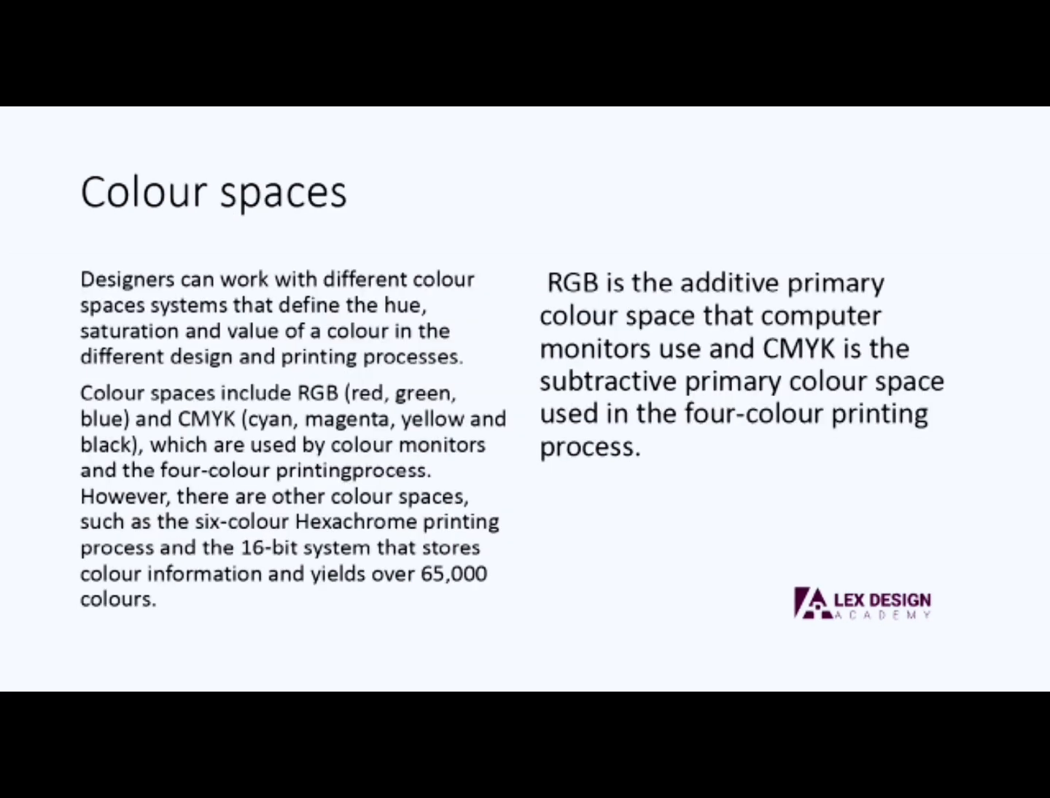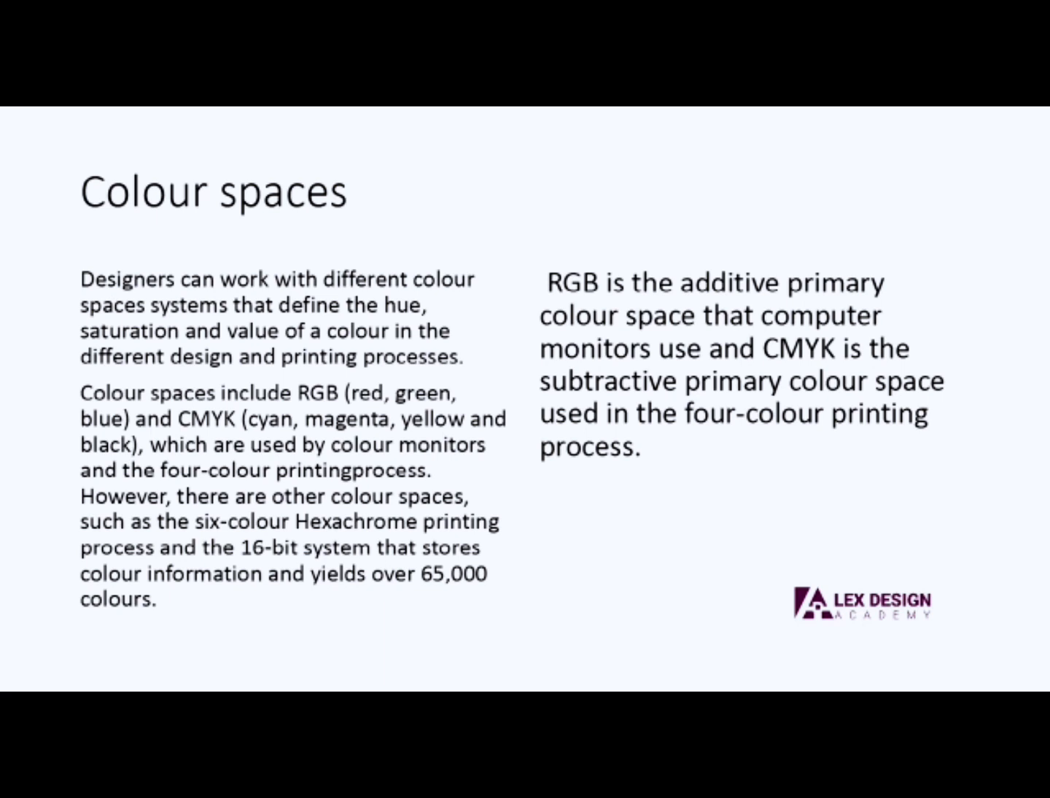And color spaces. As a designer, I work with two major color spaces: RGB and CMYK. RGB basically means red, green, and blue. This is a color space used only on screens and monitors. So if the design is going to be viewed on a screen, on YouTube, social media, Instagram, all of that, you use the RGB color space.